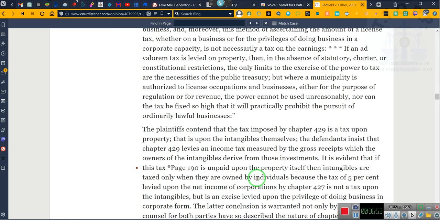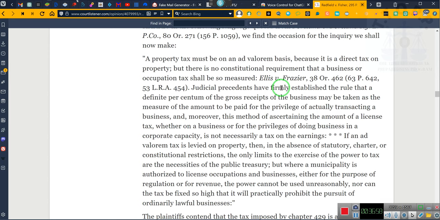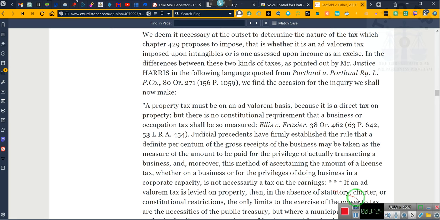They were talking about businesses receiving benefits and businesses not, the individuals not receiving the same benefits. See, the property must be on an ad valorem basis because it is a direct tax on property. But there is no constitutional requirement that a business or an occupation tax shall be so measured. See, you can't tax people's property like that because people have the right to property. Property is exempt. That's what this case was talking about. But hold on, I'm going to find you a specific case that says you cannot be taxed on your cost of living, that everyone has a right to a cost of living.